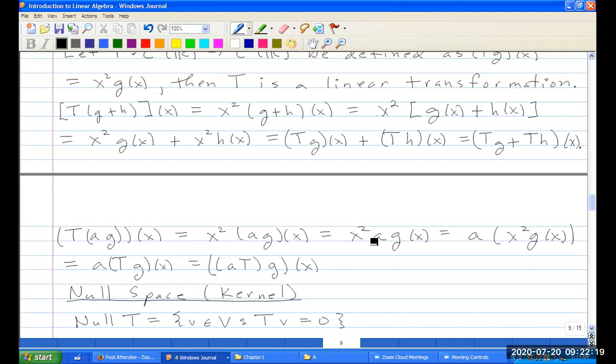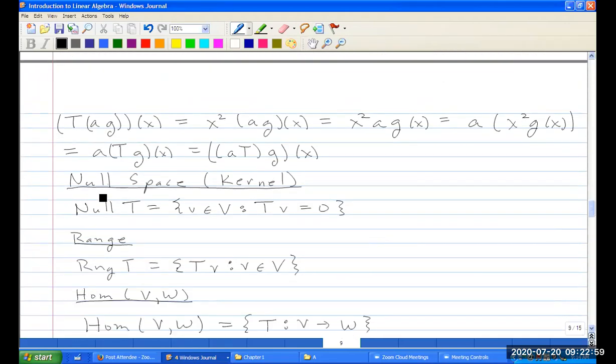Okay, so the null space. When you're talking about functions, we call this the kernel. When we're talking about vector spaces, we call this the null space. When you're talking about systems of equations, you call them homogeneous solutions. Actually, usually they call it the non-trivial solutions for your homogeneous system.